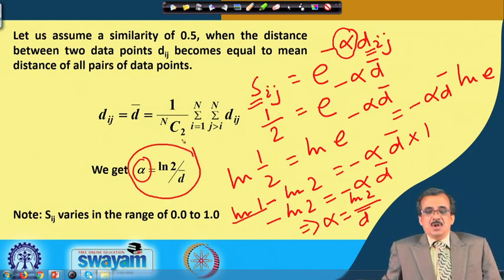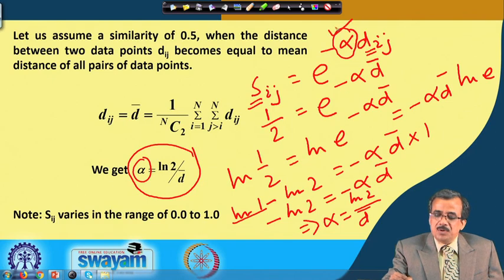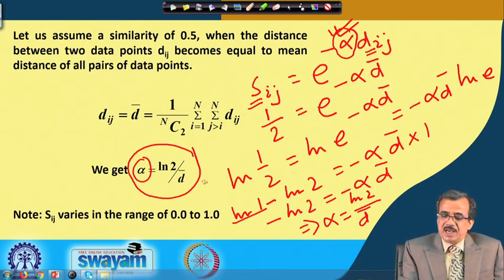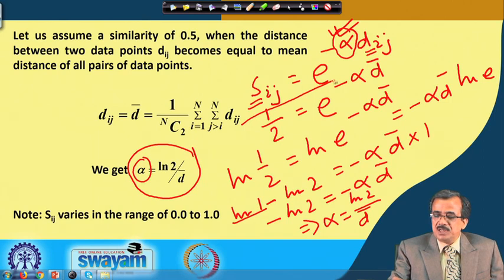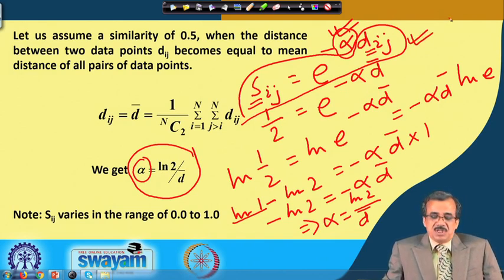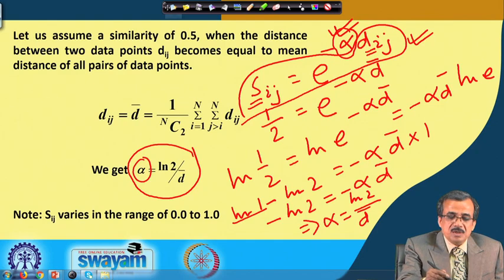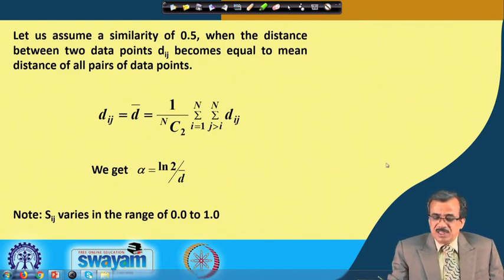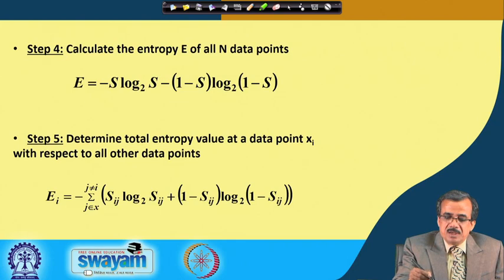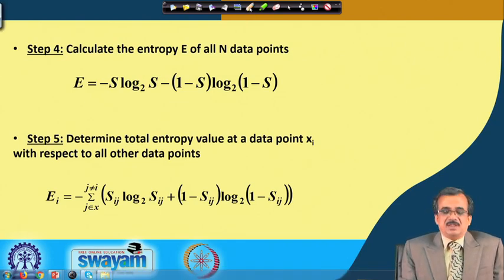So, I can find the numerical value for this particular alpha, and once I have got the numerical value for alpha, very easily I can find the relationship between the similarity and the Euclidean distance values using this expression. So, this is the way we will have to calculate the similarity. Now, once you have got this similarity, we are in a position to find the entropy. Now, to determine the entropy, that is the index.